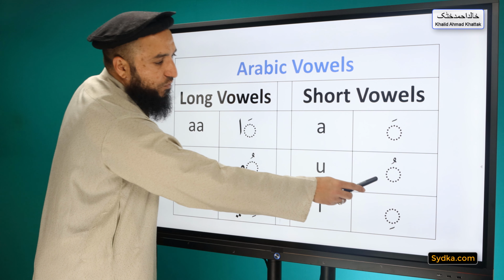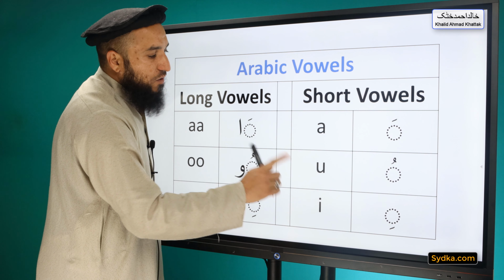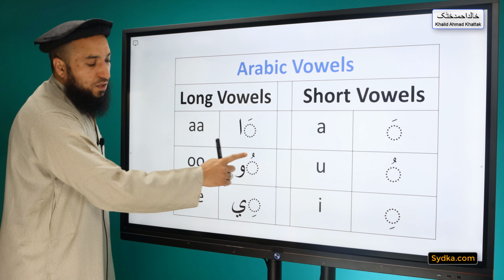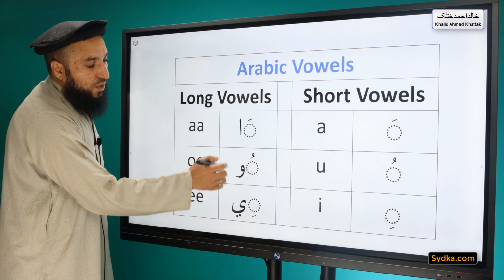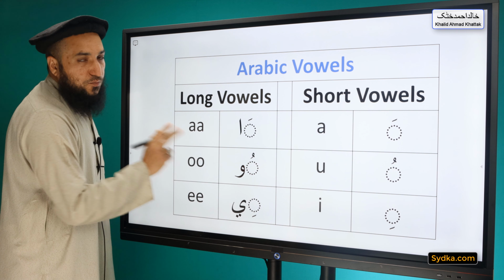Next, whenever we have a letter which has dhamma on top of it, that's a short vowel, and it is prolonged for one count. And whenever we have a letter which has dhamma on it and is followed by waw sukoon, there's a hidden sukoon here, that is called a long vowel, and it is prolonged for two counts.